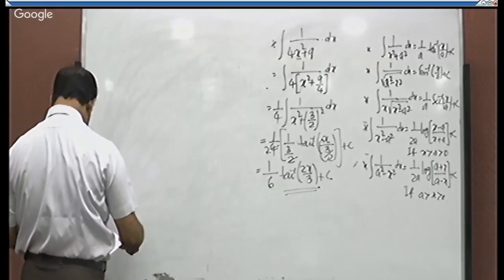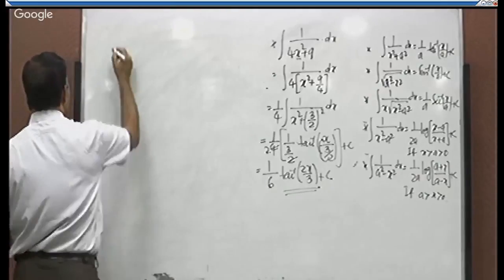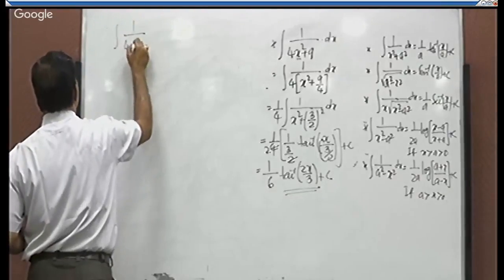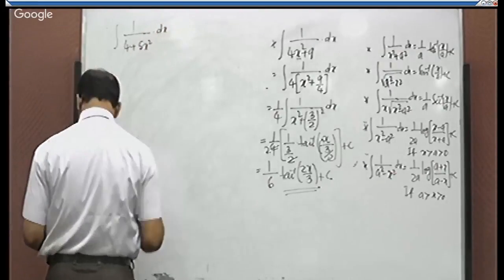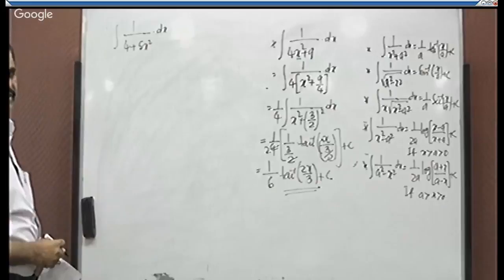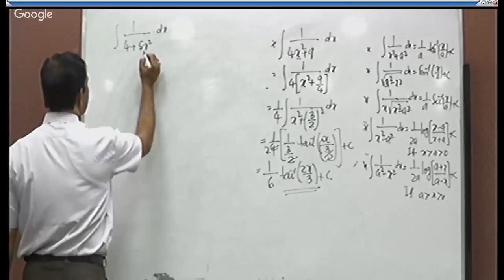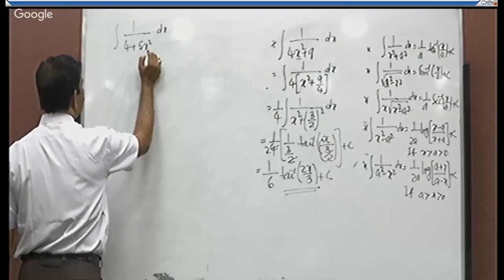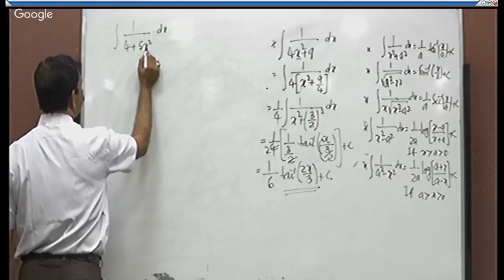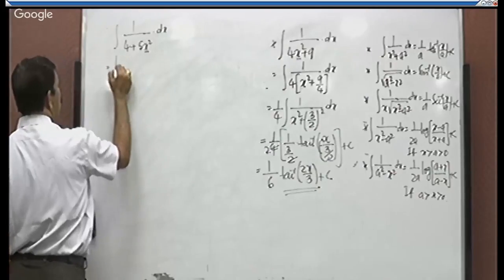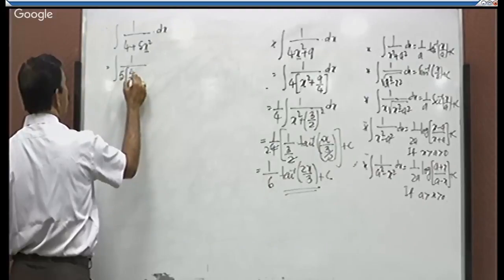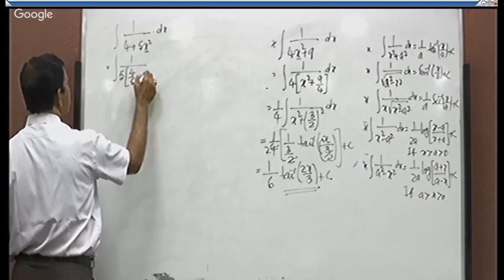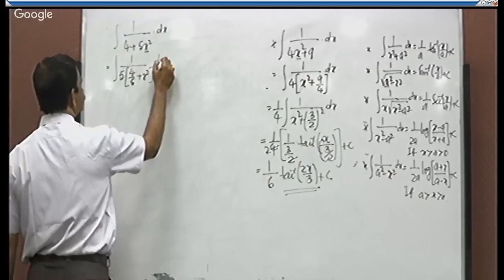The next problem, integration of 1 divided by 4 plus 5 x square into dx. So it should be in x square plus a square. So whatever extra will be there along with x square, you take it outside. 1 divided by, if I take 5 as common, it becomes what? 4 divided by 5 plus x square into dx.